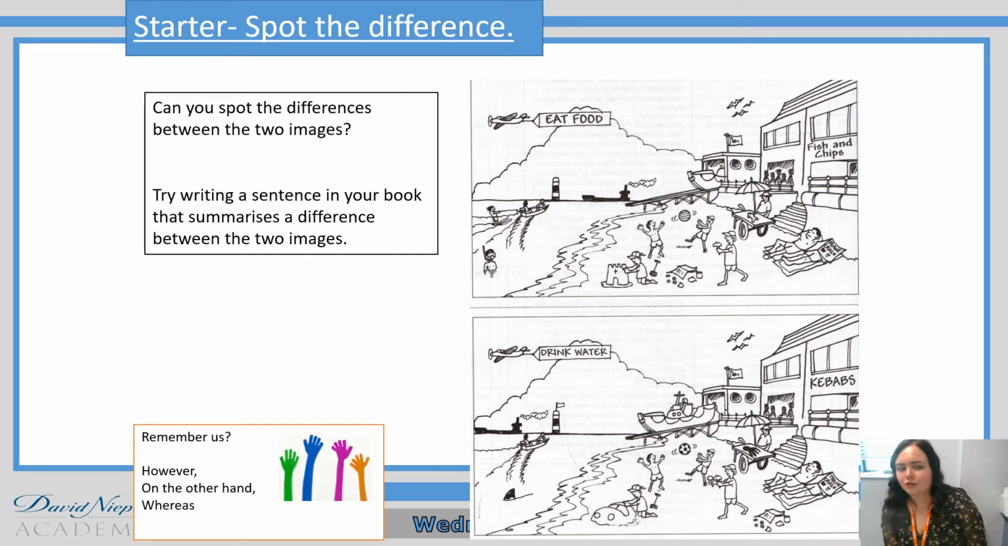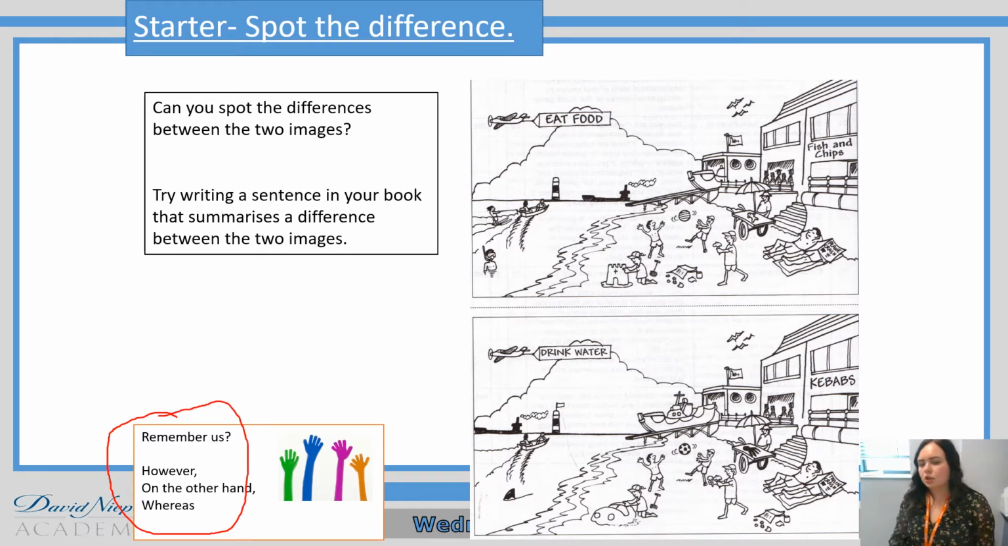Then I'd like you to try and write a summary sentence that tells me one of the differences between the two images. What you've also got down here are some helpful comparison terminologies so that you can have some support when writing your sentence. So the first thing you need to do is identify the differences between the two images, and the second thing is to write me one sentence that summarises the differences between the two images, please.